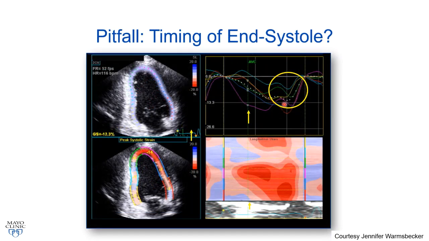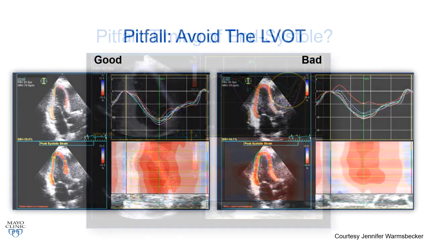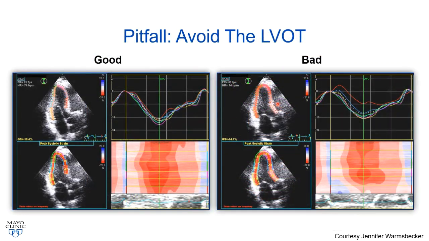It is therefore important that we measure aortic valve closure properly, because you can appreciate that if you move aortic valve closure too early, you may not appreciate the true peak negative strain, and you may underestimate longitudinal strain. In the apical 3-chamber view, we want to avoid tracking in the LVOT, because if we do, what you can see is that the measure of strain is much, much lower than if we avoid the LVOT.